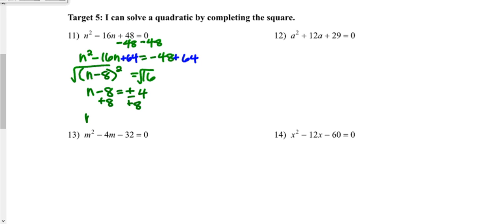So I'm going to do positive 4 plus 8, which is 12. I'm also going to do negative 4 plus 8, which is 4. And those are my 2 answers.